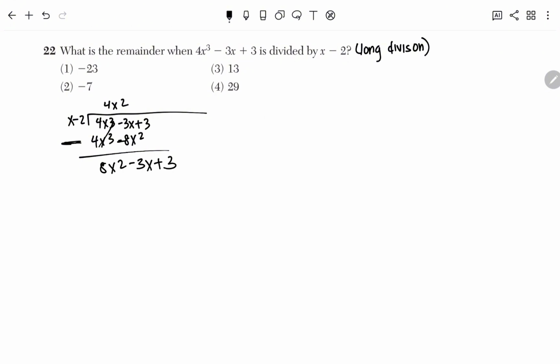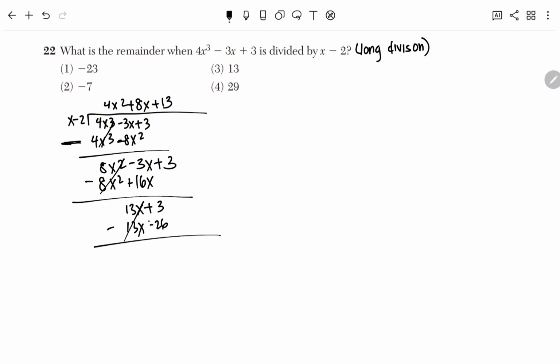Now, what times x is going to give me 8x squared? Well, I'm going to add 8x. So 8x squared minus 16x. These cancel out. Two negatives make a positive, so negative 3x plus 16x is going to give us 13x plus 3. And then, what times x is going to give me 13x? Well, that is going to be 13. And then we subtract, so 13x, and then 13 times negative 2 is negative 26. These cancel out. Negative and negative is a positive, so 3 plus 26 is 29. Our remainder is 29. Now, this is long division.